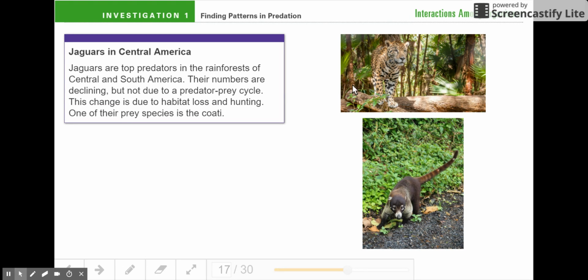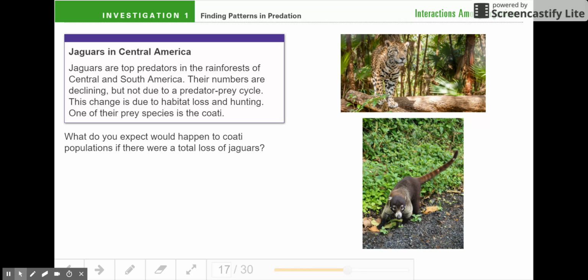Okay. Next, we're going to look at jaguars in Central America on lesson 2, page 9. Jaguars are the top predators in the rainforests of Central and South America. Their numbers are declining, but not due to a predator and prey cycle. Their change is due to habitat loss and hunting, meaning that where they live is starting to disappear in the rainforest. The lumber industry has cut down a lot of trees, and humans have hunted jaguars for a long time because of their pelts.